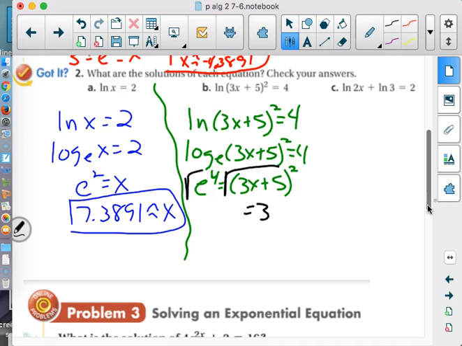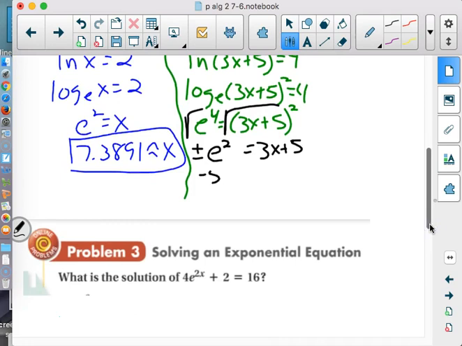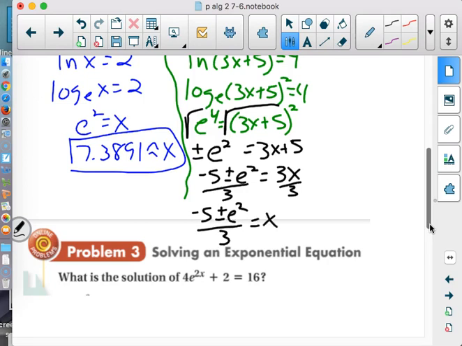What do you have to remember when you do that little square root thing? Plus or minus, and then what's the square root of e to the fourth? e squared. Then what? Subtract 5. This one's got an extra step for us, doesn't it? You still have one to go. Divide by 3. These answers will be obnoxious. If it said give an exact answer, we would stop right there, but it never does in this book.